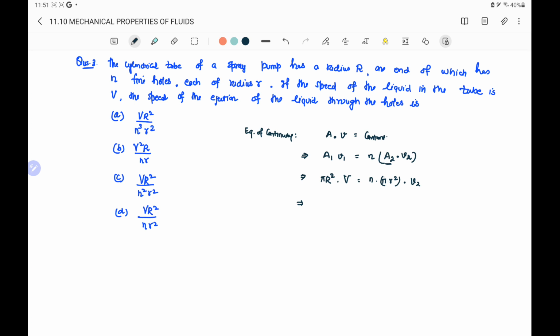Because pi is common on the left and right hand side, it gets cancelled. This implies V into r square equals n into r square into V2. So V2 will be equal to V into r square divided by n r square. Hence option D is the correct option.